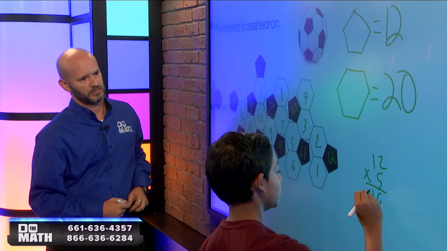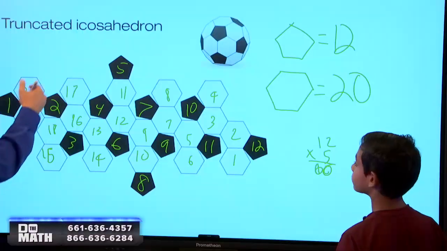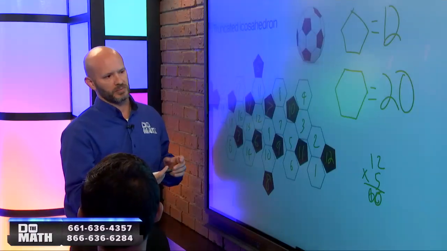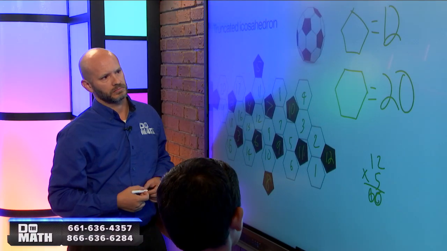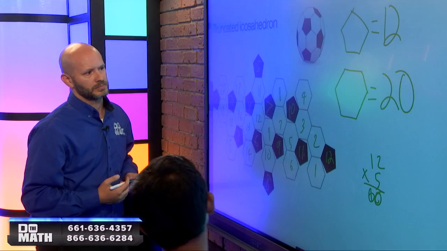I'm 60. Yeah, so 12 times 5 is 60. Okay, so that tells us overall how many edges there are on all of the pentagons combined. Is there anything else you think we may have to do then?